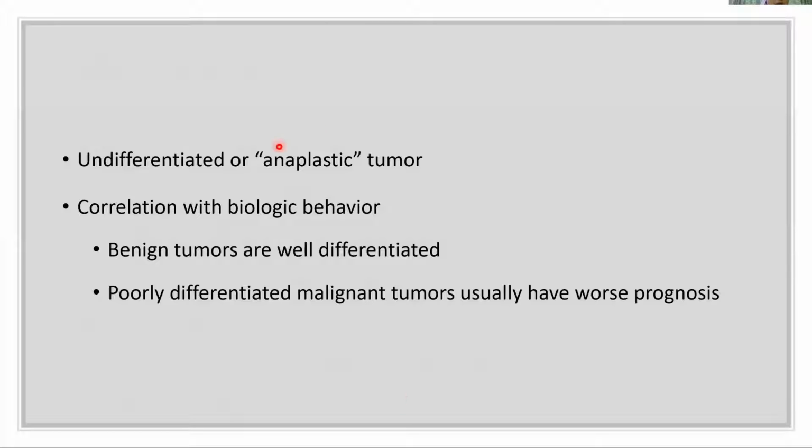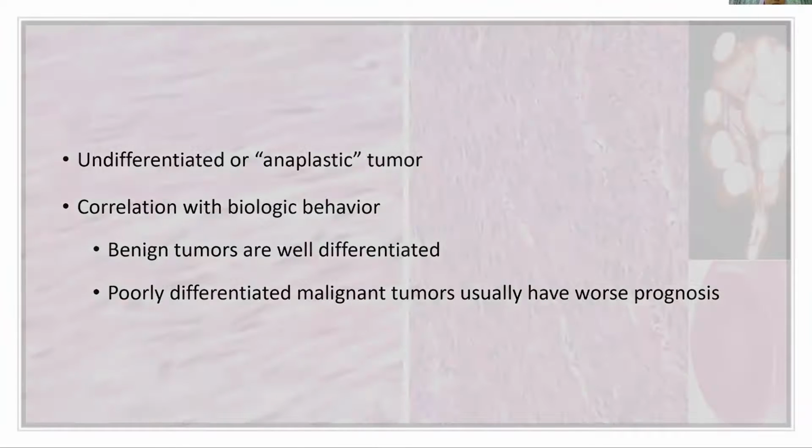Sometimes we can't see any differentiation. So as I mentioned to you, we use the word undifferentiated or anaplastic tumors. Okay, the correlation with biological behavior. For benign tumor, normally they are well differentiated, meaning when we see benign tumor on histology, they are similar to normal tissue. Poorly differentiated malignant neoplasm have a worse or poor prognosis.